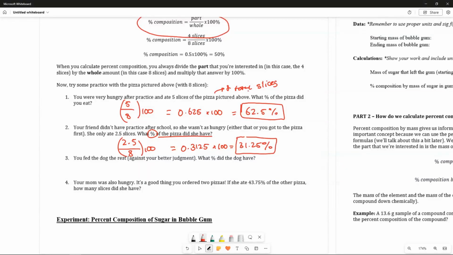Alright, moving on to the next question here. You fed the dog the rest. Probably not a wise choice, but what percent did the dog eat? Right? So we have 8 total slices, and we already gave away 2.5 in question 2, and we ate 5 slices. Alright, that gives us a remaining pizza count of 0.5. All we do is take that 0.5 over 8 times 100, which in the end will give us 6.25% of the pizza remaining, which was given to the dog.